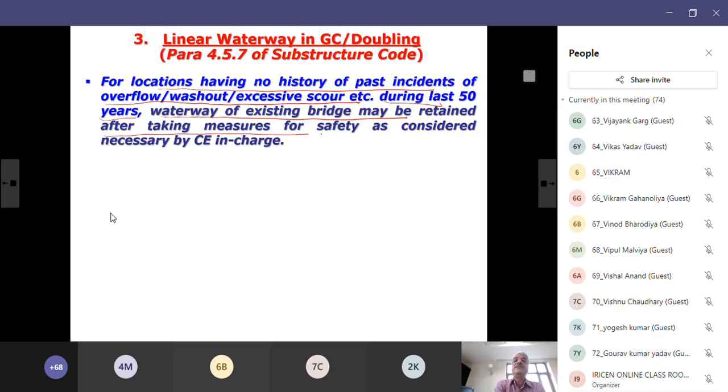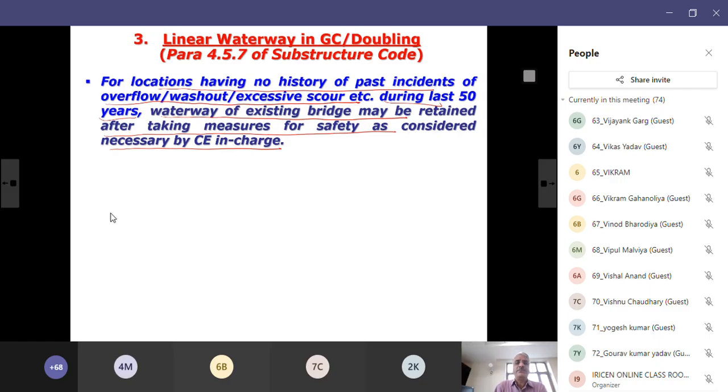After taking measures for safety as considered necessary by the chief engineer in charge, because construction does this work. So what are these measures? Basically, joining both the waterways, then approach, pitching and all that you do in a bridge, river training and protection work is a must. Those sort of normal protection works you do, and you retain the existing waterway.